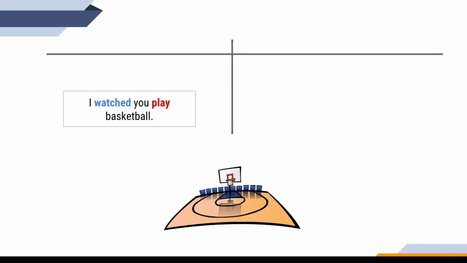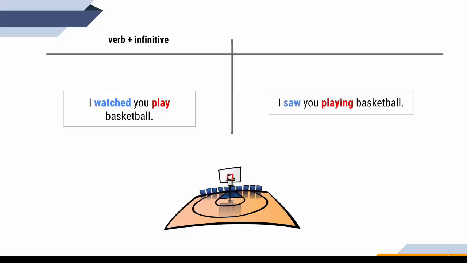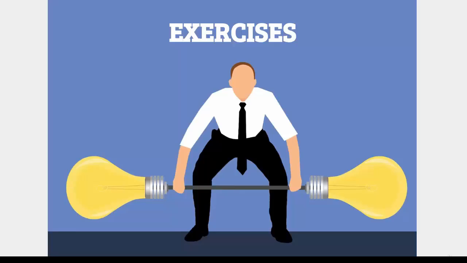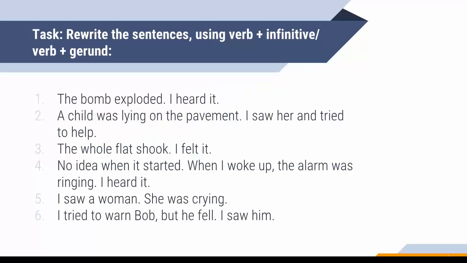Another example. I watched you play basketball, which means that I watched the whole game. Verb plus infinitive. I saw you playing basketball. So I didn't see the whole game, I just saw you playing, which means that you saw just part of the action. And of course, the easiest and the best way to practice what you've learned is with exercises.